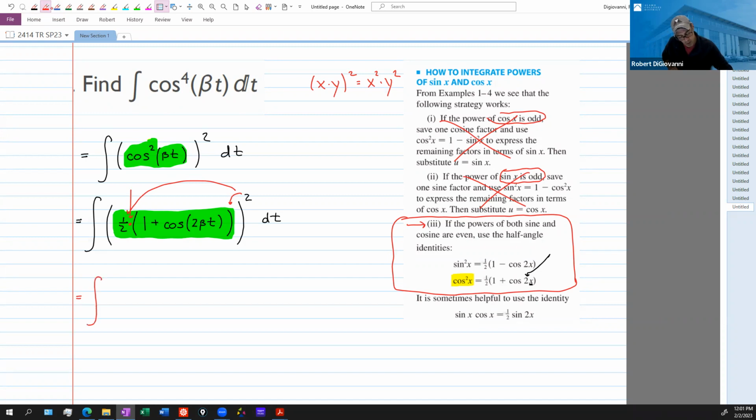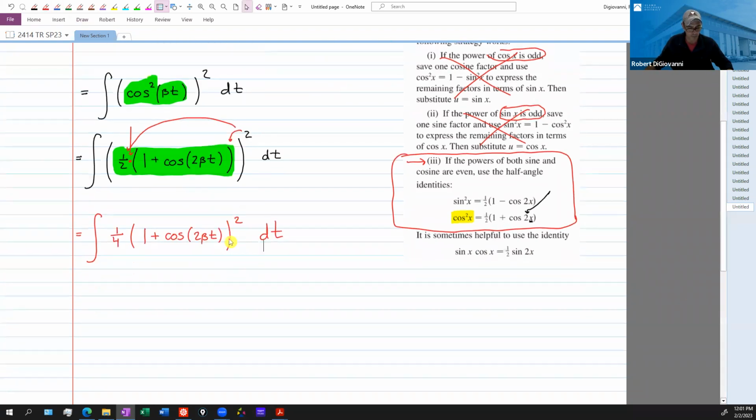So I'm going to have a 1/4. That's what happens when I square 1/2. Then I'm going to have 1 plus cosine of 2 beta t, that whole thing squared, and then dt. I'm going to pull the 1/4 out of the integral.